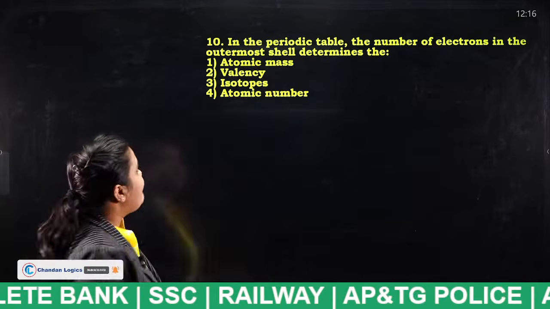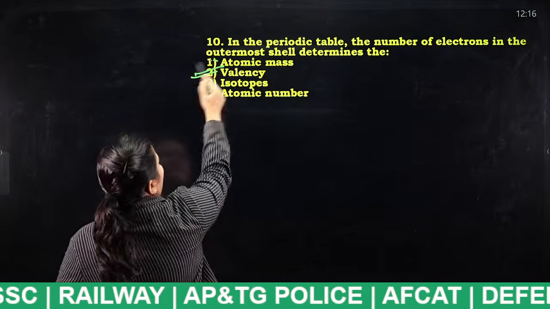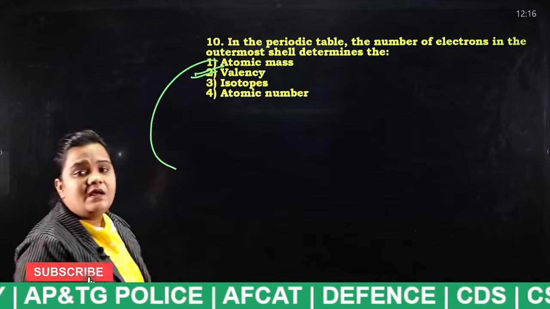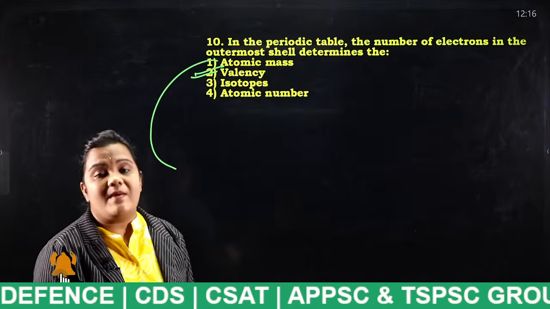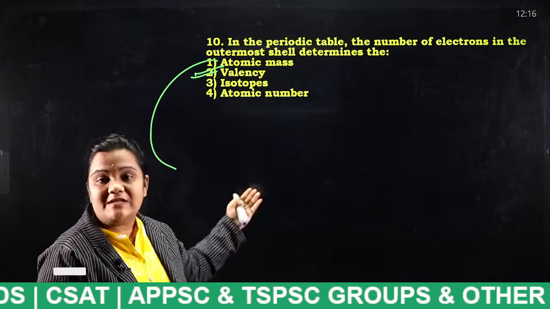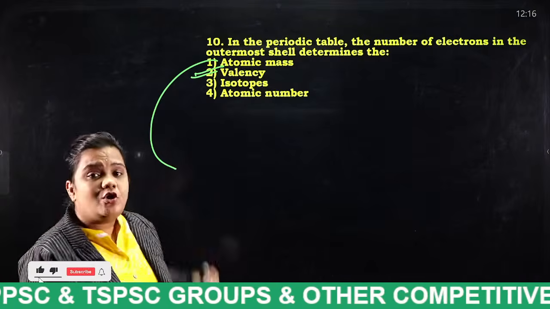Yes, okay, valency. What is the atomic mass actually? It is nothing but the mass of the proton and neutron. Mass of the proton and neutron is known as what? Atomic mass. Isotopes means what?